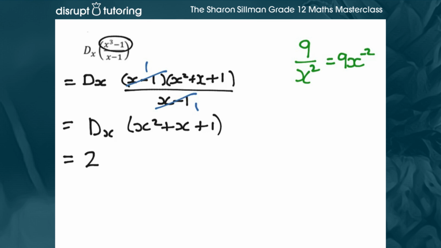So 2 multiplied by 1 is 2, drop the exponent by 1. Remember, your x is the same as 1x to the power of 1, so 1 times 1 is 1. Drop the exponent by 1, it's x to the 0, so therefore there isn't a variable in that term. And the last term is a constant, so that must be a 0 as well. So we have found our derivative. The derivative of that function is 2x plus 1.